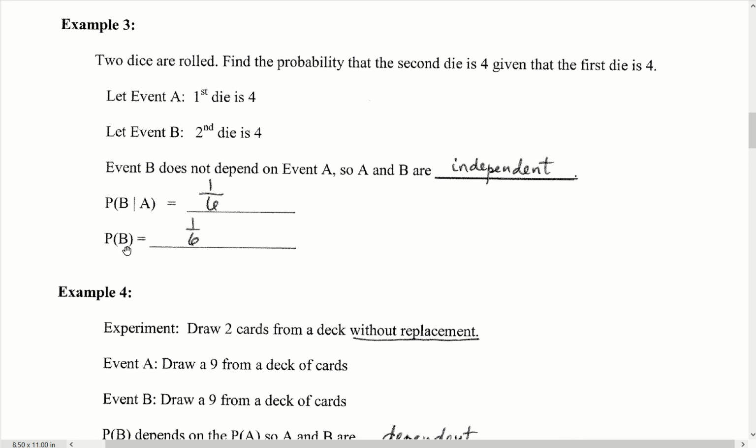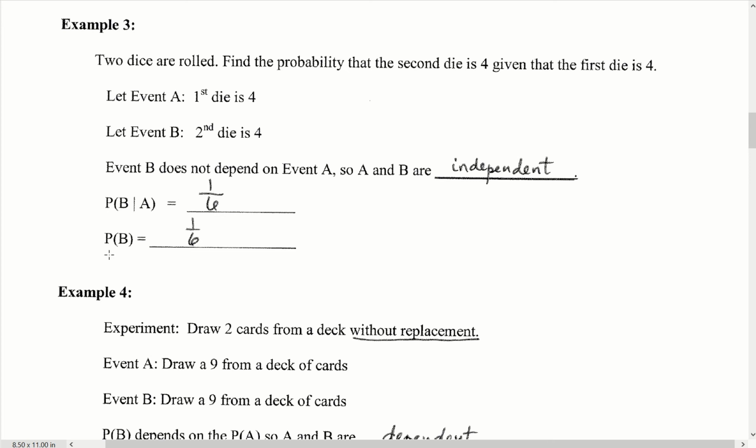The probability of getting a 4, given that the first die showed a 4, is still going to be 1 out of 6 because the presence of the first event isn't going to in any way, shape, or form change the structure of the die or the number of 4s that exist on the die. So the probability of B given A would be 1/6.